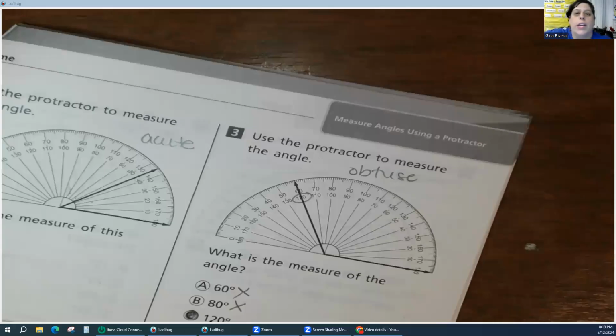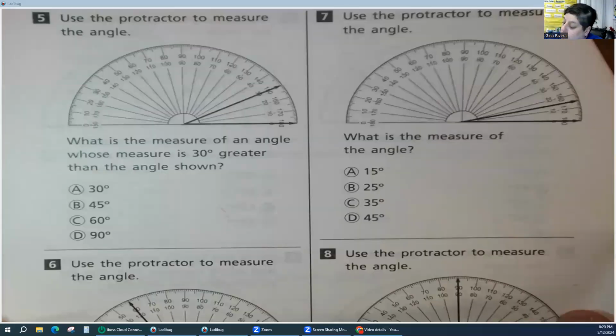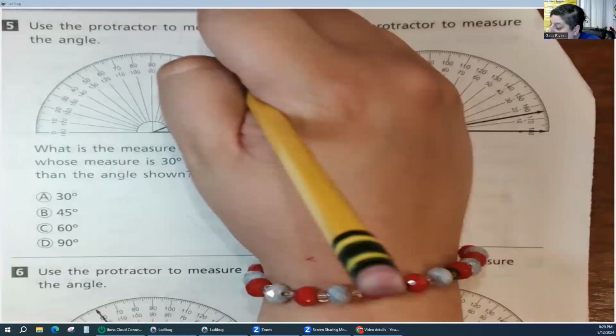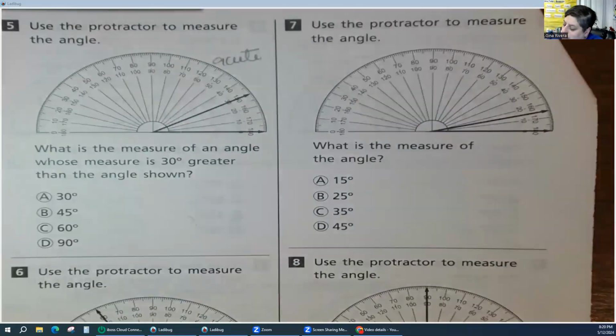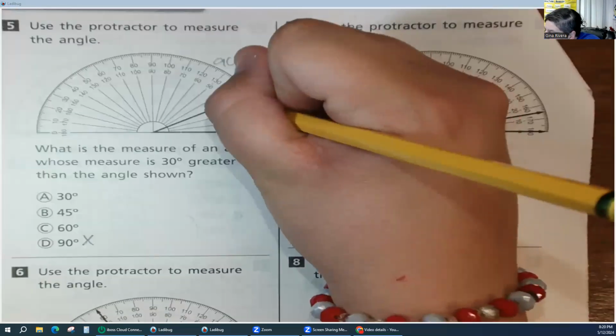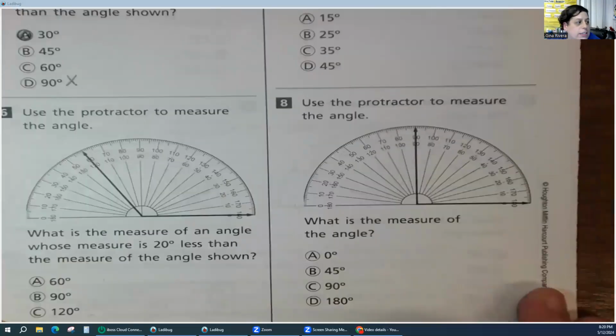Boom, halfway done with your homework. So now we are doing the back of page 61, which is page 62. Only 4 problems. This is a piece of cake. We got it. We're going to use the protractor again. I see that this angle is small, so it's probably acute, which means 90 is definitely not going to be my answer. I'm going to look at these small numbers. It goes to that 30. This is 30 degrees.